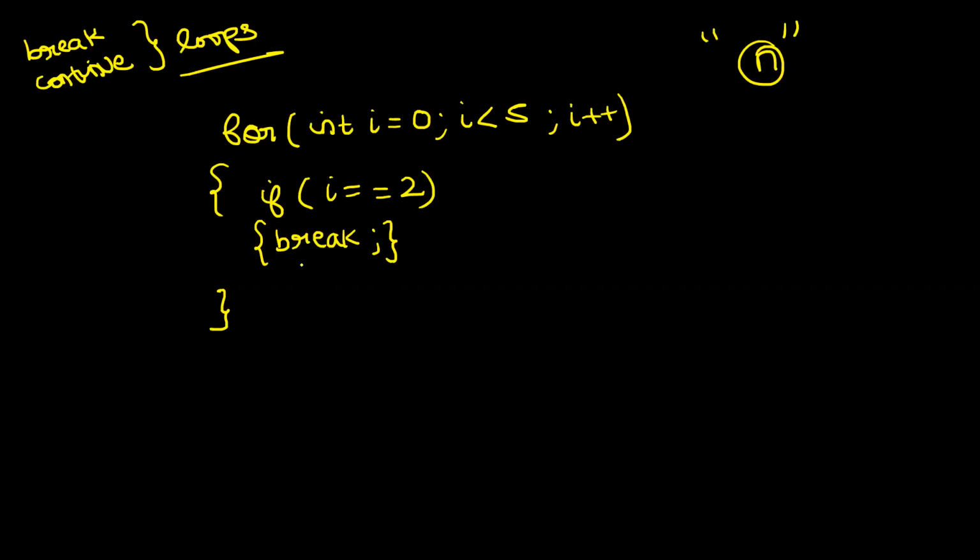Think of break like a jailbreak. Immediately you break and come outside the loop. So break is always associated with a loop, and whenever you hit the break statement, you will just come outside the loop. So let's say on the first line I have SOP i. Can you tell me the output of this code? What all will be printed?